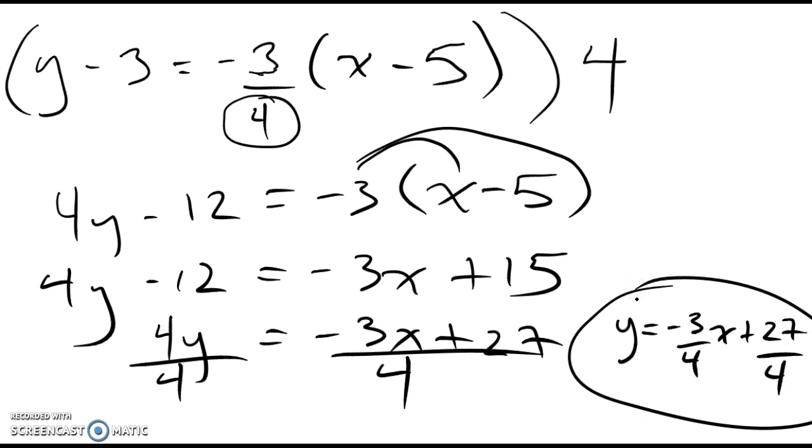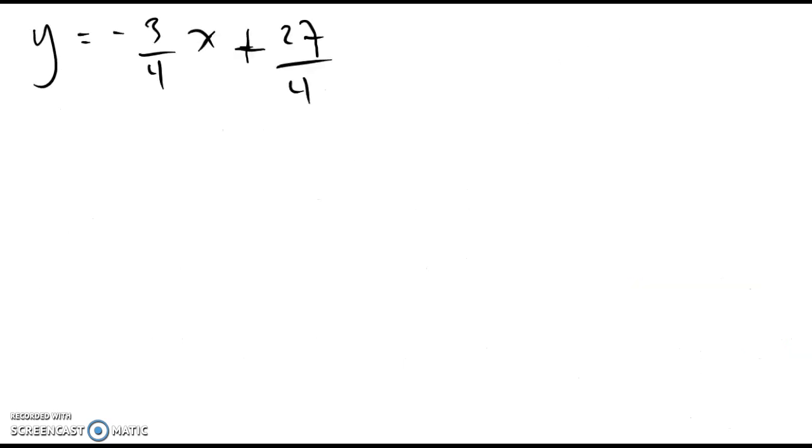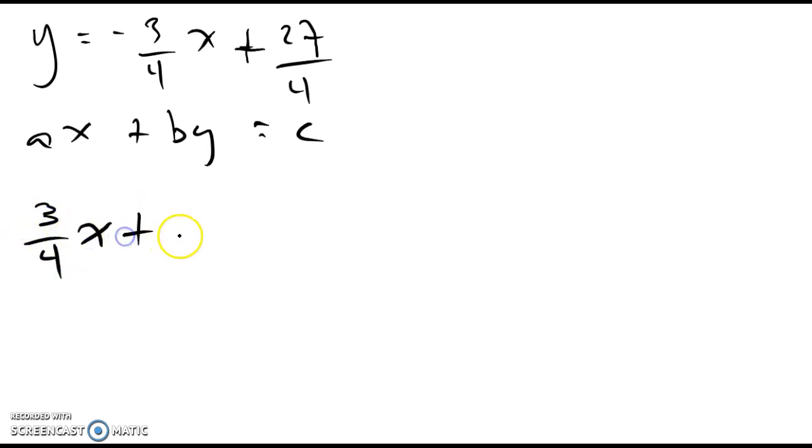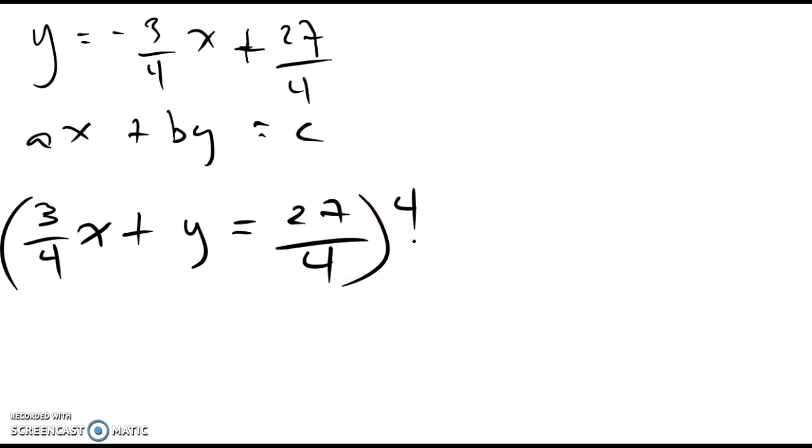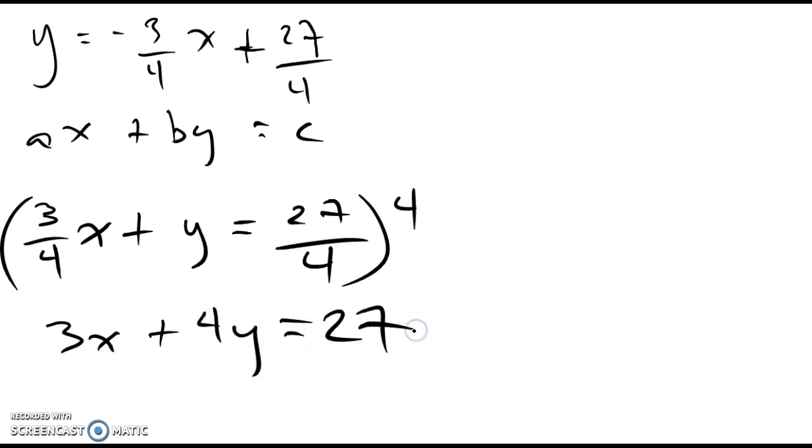Okay, so if you want to put it in standard form, which you will be asked to do, it is ax plus by is equal to c. So we want the term with the x, we're going to add it to both sides. So we wind up with 3/4 x plus y is equal to 27 over 4. And we can get rid of this ugly denominator by multiplying the whole equation by 4. We wind up with 3x plus 4y is equal to 27. And we just changed point slope form into standard form.